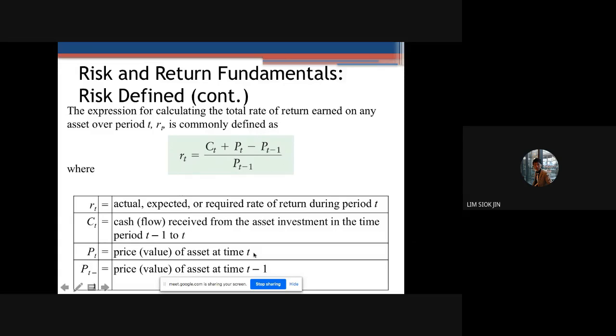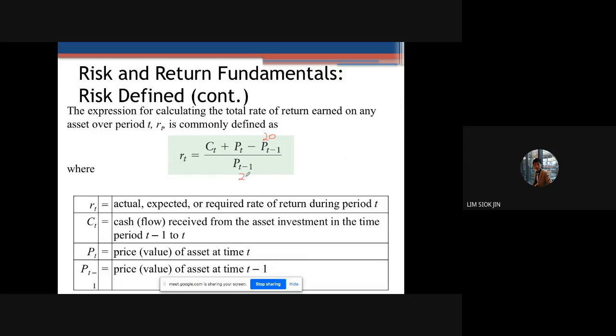Okay? So P(t-1) is the price of chicken that I buy, the price of chicken that I pay for. So I pay for it 20 ringgit. P(t-1), let me put a mark here: 20. I bought the chicken for 20 ringgit. Tiny chicken.